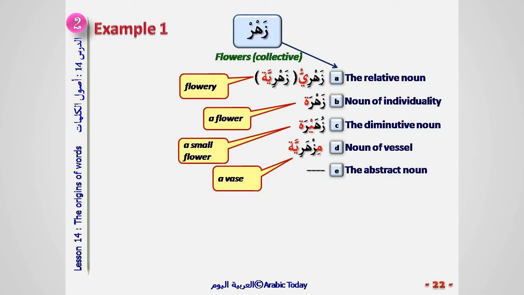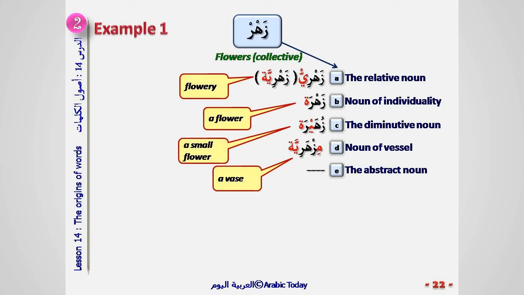Now we come to the original part of the noun-based derivation. As you can see, the noun patterns used here are different. First, the relative noun is obtained by adding the letter ya with shadda to the noun being derived, zahri. In the feminine, we also add ta marbuta, zahriya. The noun of individuality is formed by adding ta marbuta, zahra. The diminutive noun interpolates the letter ya in the middle or the end of the noun and adds ta marbuta if the noun is in the feminine, zuhayra.